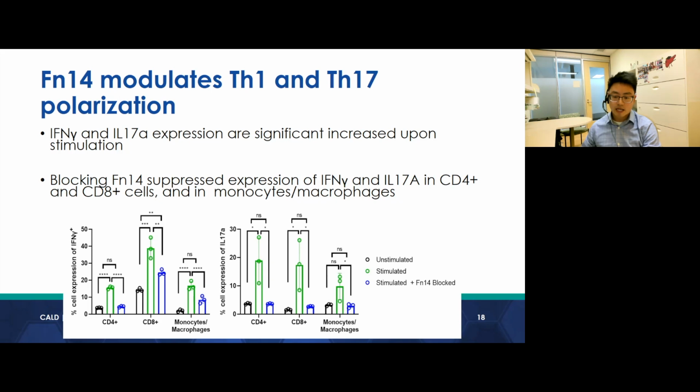This suggests that FN14 plays a role in Th1, Th17, and Th17.1 polarization in children with PSC-IBD, and that blocking this protein may attenuate the expression of these pro-inflammatory cytokines.